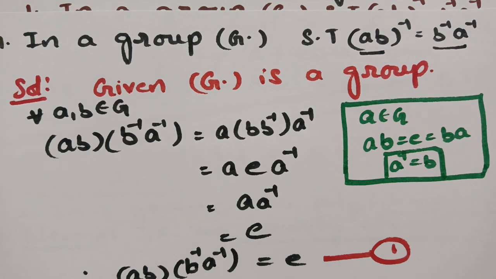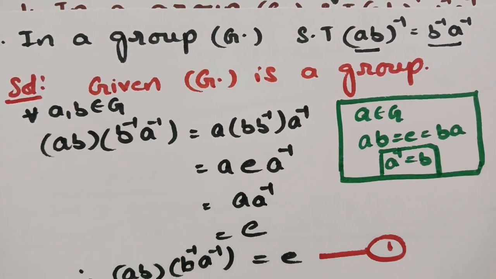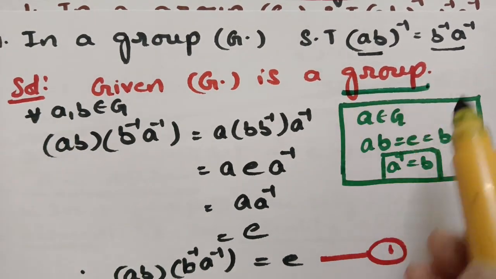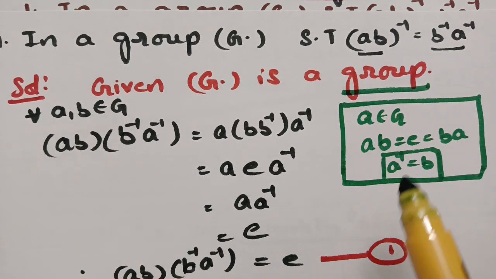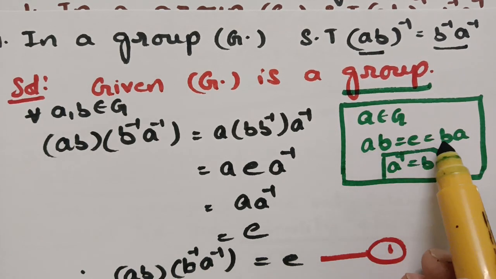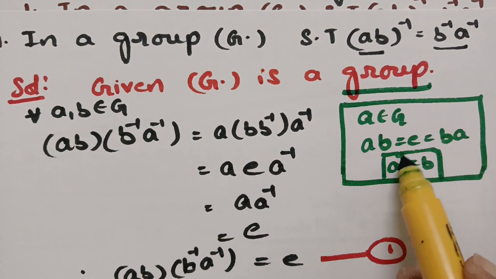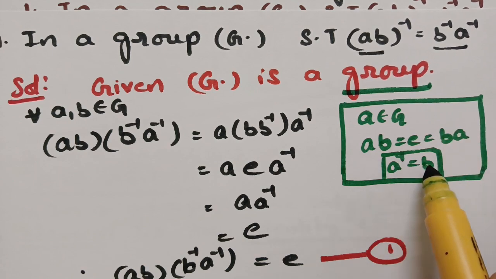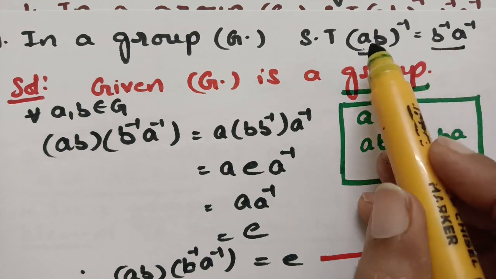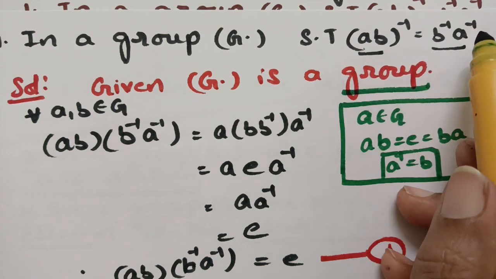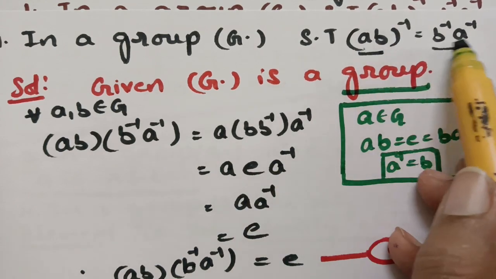First I have taken two elements, A comma B belongs to G. As G is a group, it satisfies the inverse law. According to the inverse property, A into B is equal to E is equal to B into A. Then we say that A inverse is equal to B. Among these two, I have to prove AB whole inverse is equal to B inverse into A inverse. So this is A inverse is equal to B.